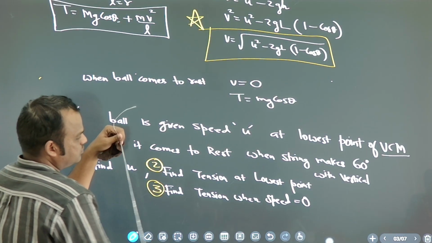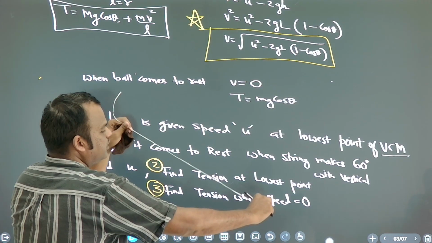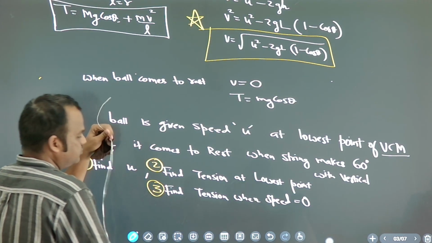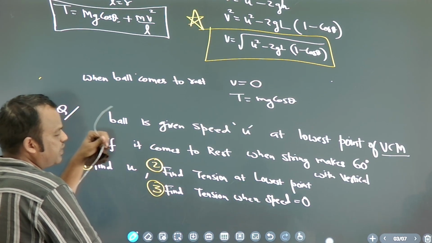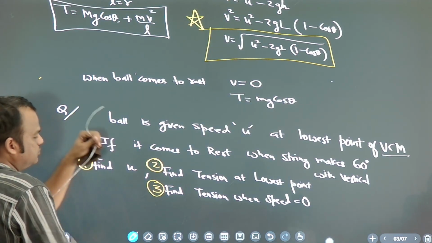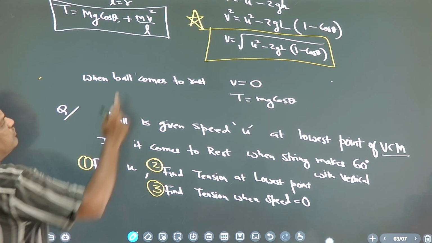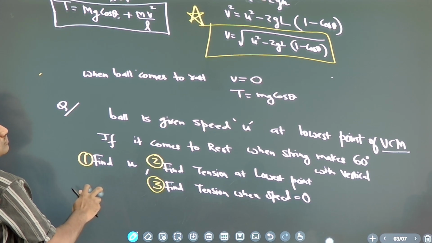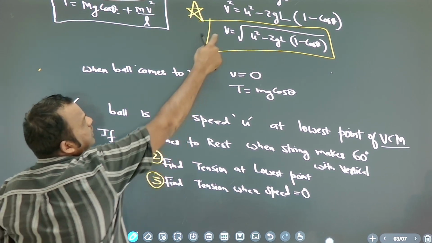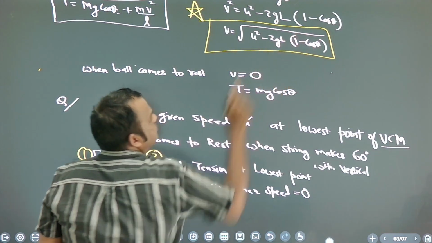60°. Like this. It is coming to rest here. Again it will come back. It is maximum angle, it is 60°. Then coming to rest. So put v equal to 0. V equal to 0, theta is equal to 60. Find u.